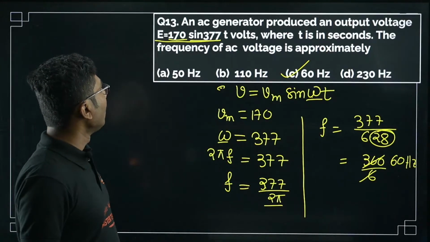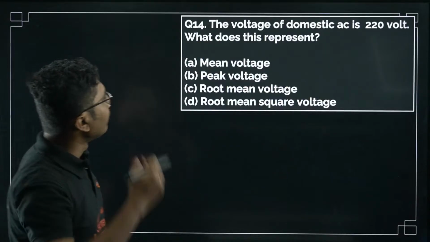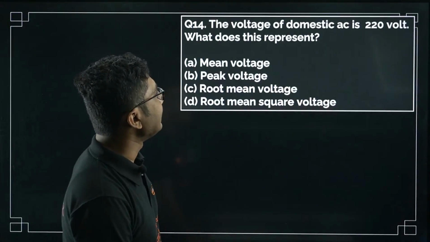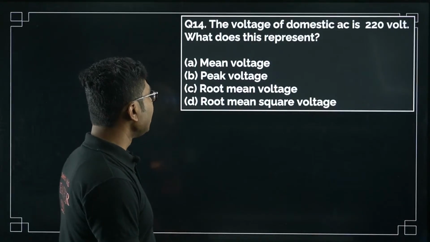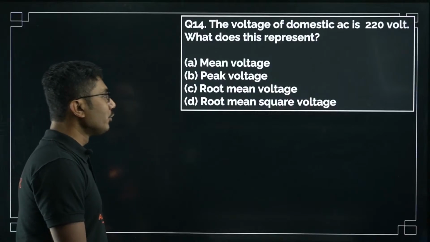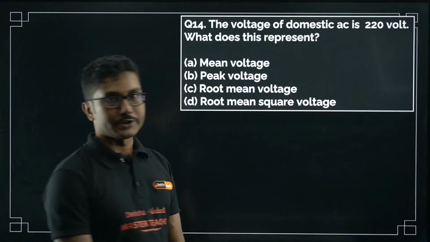Now question number 14. The voltage of domestic AC is 220 volt. What does this represent? Mean voltage, peak voltage, root mean square voltage.